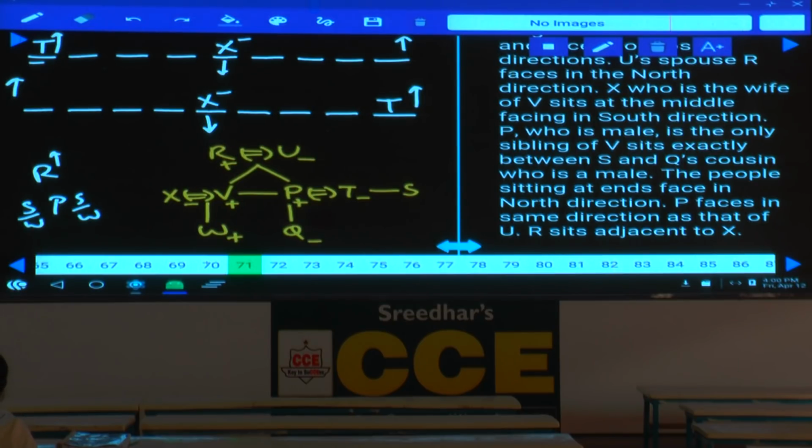P faces in the same direction as U. That means P and U are facing the same direction. And R sits adjacent to X. R and X are adjacent to each other.